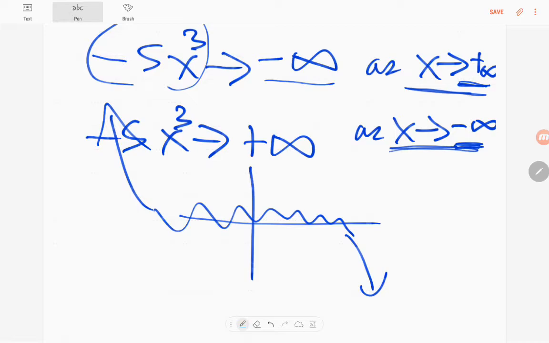So let me key in my answers, and I will do the rest of the problem in a second. By the way, this is a cubic function because the highest power of x is 3, the degree is 3.